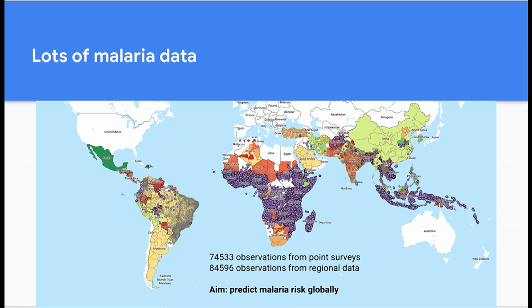We have a lot of malaria data. We have point data, so surveys conducted across the world testing people's blood for malaria, so what proportion of people have malaria at this point. But we also have data in regions, so how many people came to hospital with malaria, how many cases there are in this region. So we deal with large amounts of different types of data across the world. This data can all, by the way, be found on the MAP website and downloaded. And you can see from the map that some places have some types of data, not others.